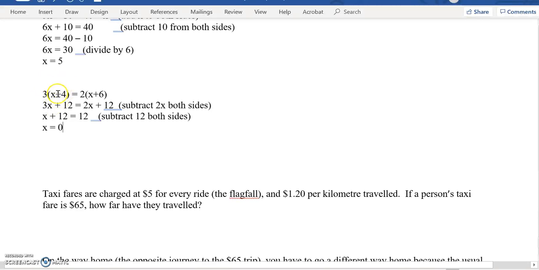So let's see if we put 0 into this equation whether that works. 0 plus 4 is 4. 3 times 4 is 12. So this side of the equation equals 12. 0 plus 6 is 6. 2 times 6 is 12. So that does equal out, and that does work.